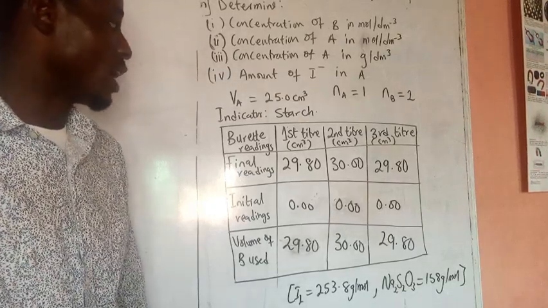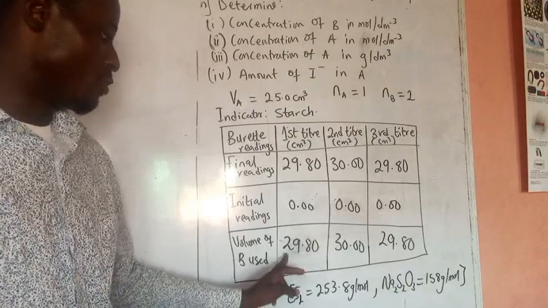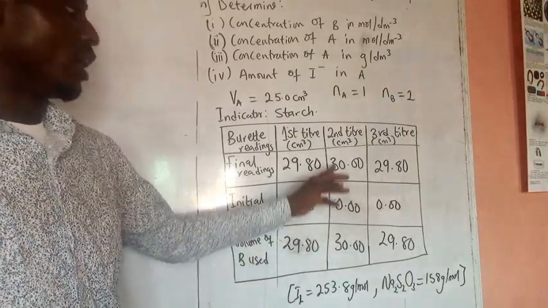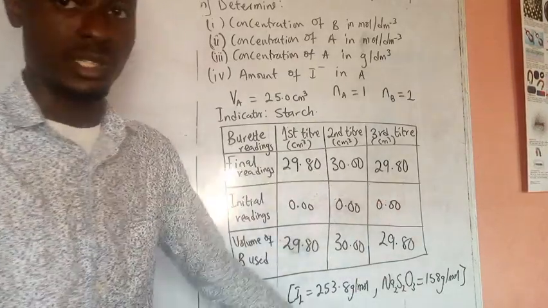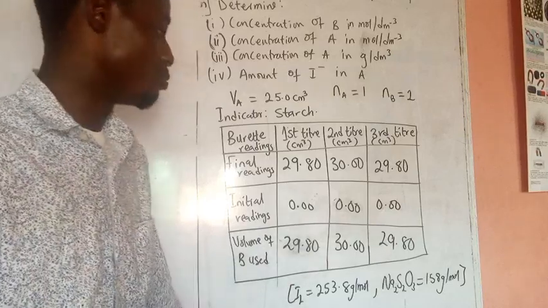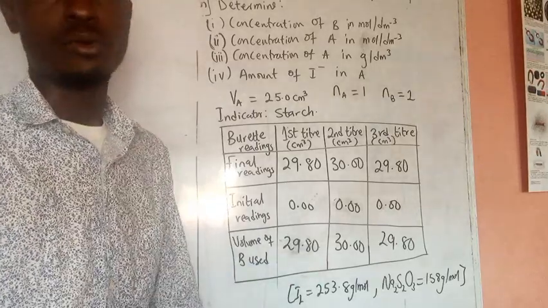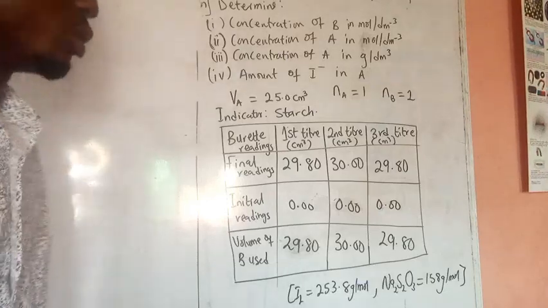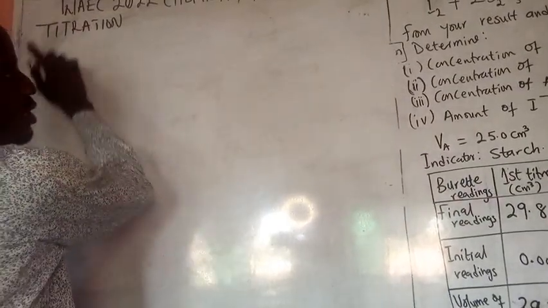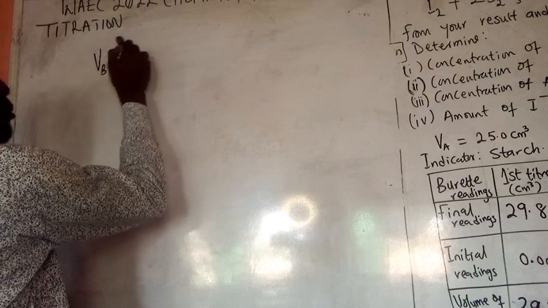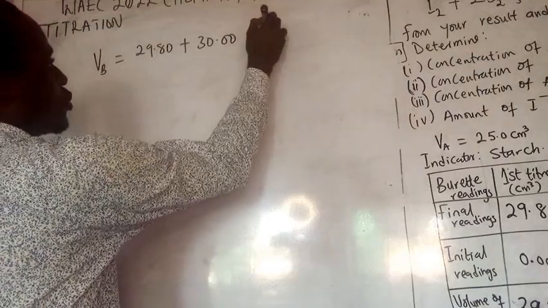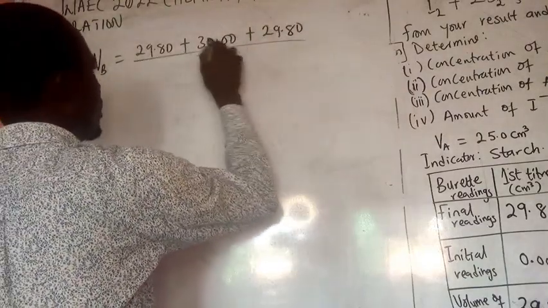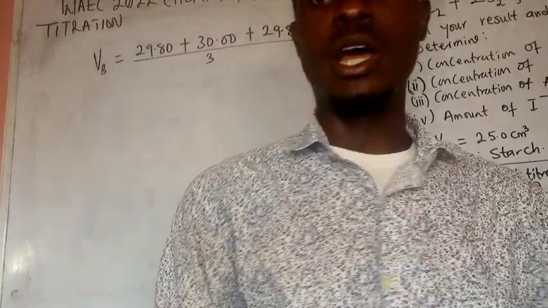In the first titer we got 29.80, which is our volume of B. Then in the second titer we have 30.00, and in the last titer we have 29.80. So we are going to determine the average volume of B used from this table. So how do we determine that? We know by calculation. The average volume, that is VB, will be equal to 29.80 plus 30.00 plus 29.80, all divided by 3.